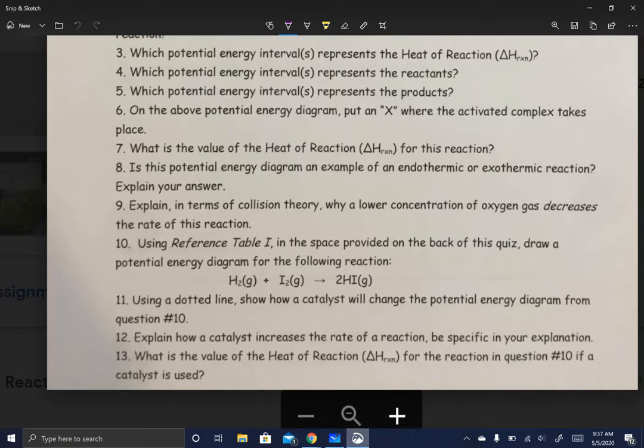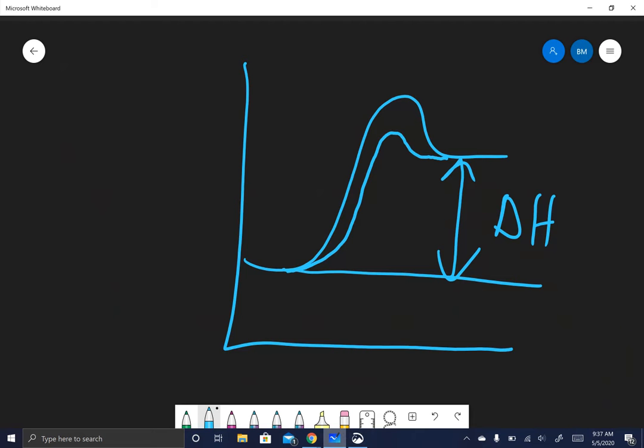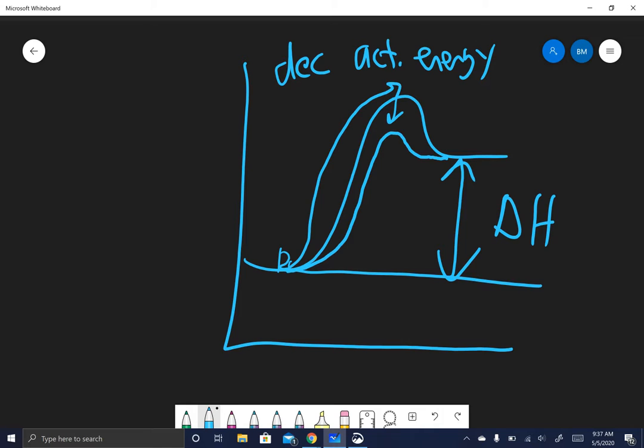Okay. How does a catalyst increase the rate of reaction? Be specific. So it decreases the activation energy. Decreases activation energy. That's it. It brings down that peak. So instead of the reactants having to go all the way to the top of this mountain, they take a shortcut and go to the top of this one. So it's a lot less energy needed, so it reacts faster.